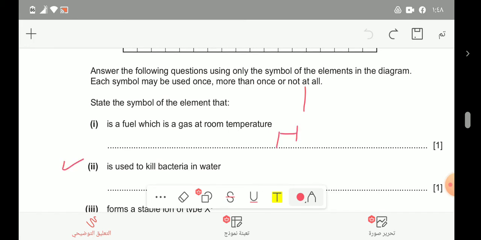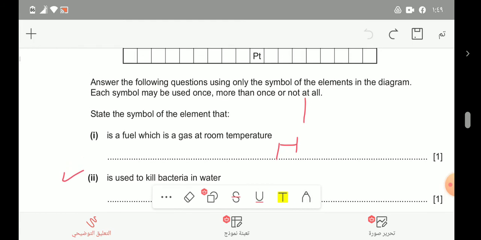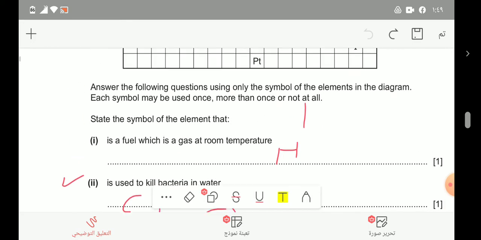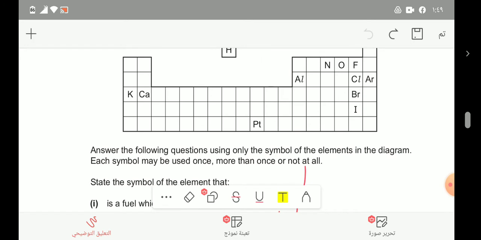The second is used to kill bacteria in water. It is chlorine. The next forms a stable ion of type X positive 3. X positive 3 means it will lose 3 electrons, so it is a group 3 element. Where is group 3? Group 1, group 2, group 3, so it is aluminum.